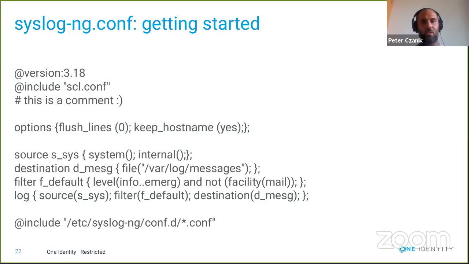So here is a basic syslog-ng configuration. As you can see, it starts with a version number. Then you can include external configurations. The first one here is scl.conf, which stands for syslog-ng configuration library.